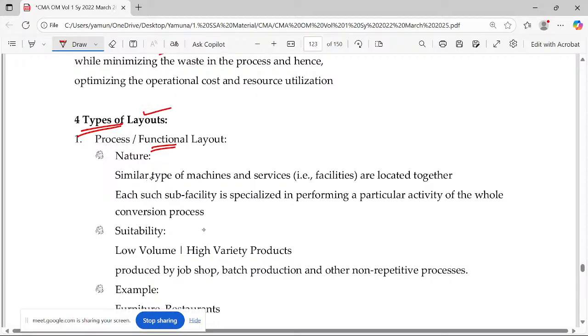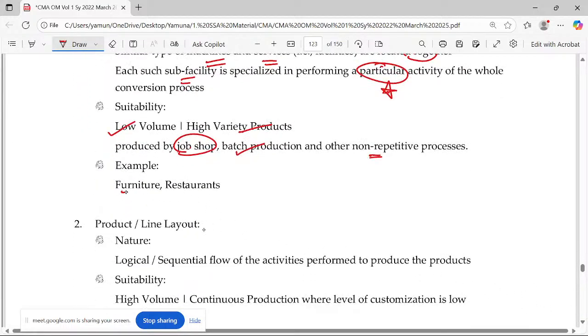So process or functional: similar types of machines and services will be located together. Please highlight, it's very important. When we say milling operation, all the machines related to milling operation will be there and it's called the milling department. Each such sub-facility will be specialized in performing a particular activity only. Please highlight all these words. It is suitable for low volume, high variety products and it is produced by job shop. See, we are linking both the concepts. Sometimes, depending on the variety of products, we will go for batch production and other non-repetitive processes. It's not going to be repetitive. Furniture, restaurants, and all.